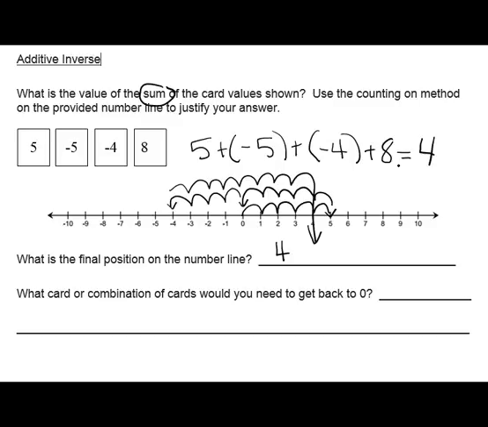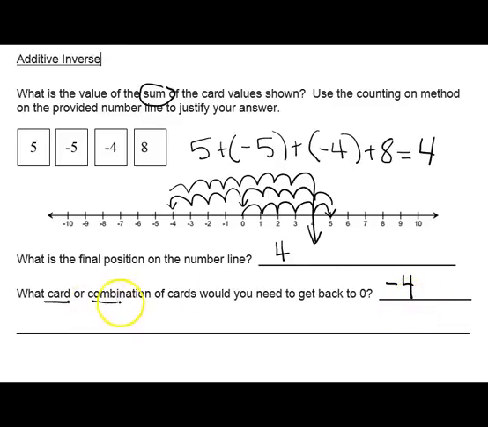What card or combinations of cards would you need to get back to 0? Let's see what you came up with. Because we have a sum of 4, if I was talking about just one card, the only way to get back to 0 is by adding its opposite or having its opposite card, which would be negative 4. So you might have come up with that example.